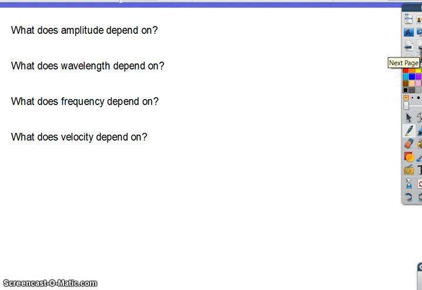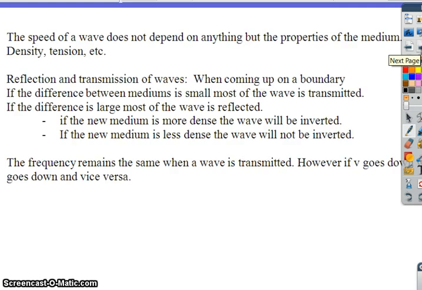So we want to think about what does amplitude depend on? Amplitude depends on the amount of energy the wave is carrying. So it just depends on what caused the wave, so how much energy that imparted to the material. Wavelength and frequency are going to both kind of depend on how often the disturbance happens, so how often the material is shook back and forth. And velocity, how fast the wave travels, is only going to depend on what it's traveling through. Okay, and we'll see that in lab. Okay, so the speed of the wave depends on the density, the tension, like I've said before.